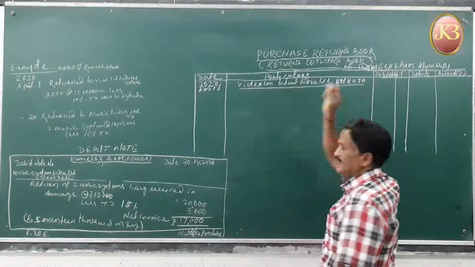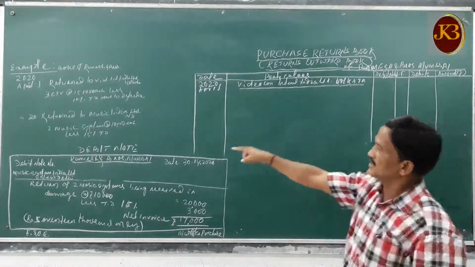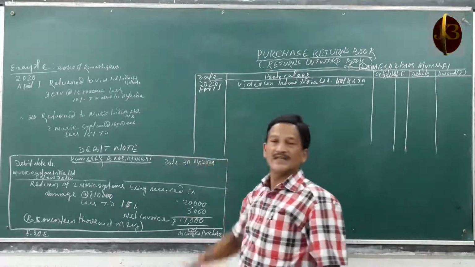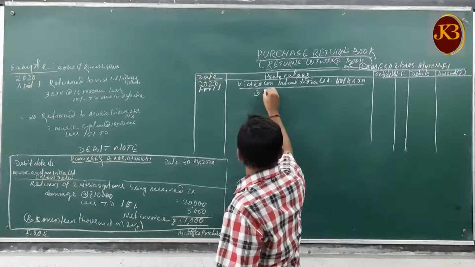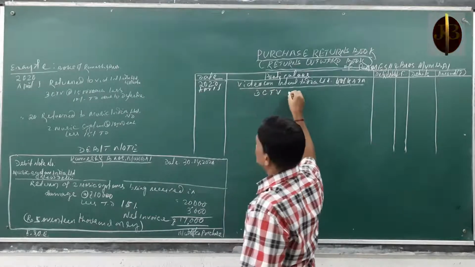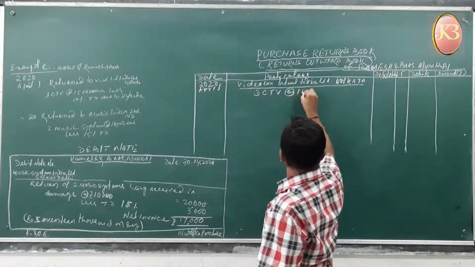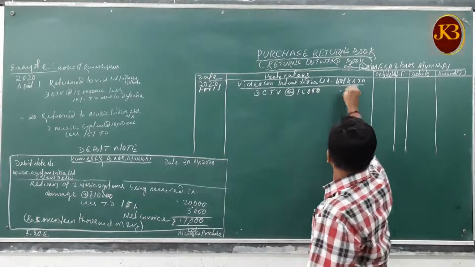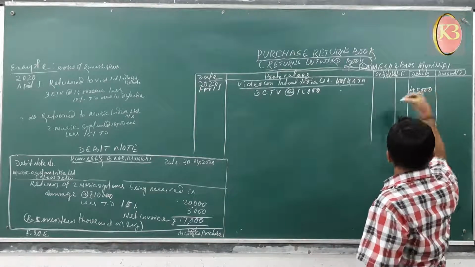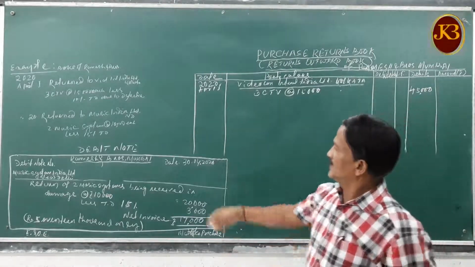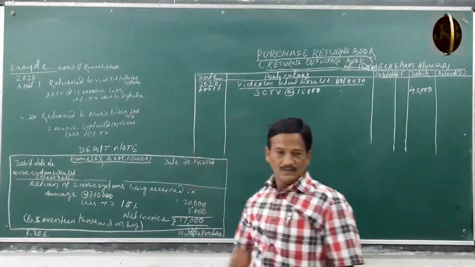This is the name of the supplier to whom goods is returned. Why is it returned? Because it is defective. So 3 color televisions at the rate of 15,000 each. This is 45,000. Okay, so that is the price.